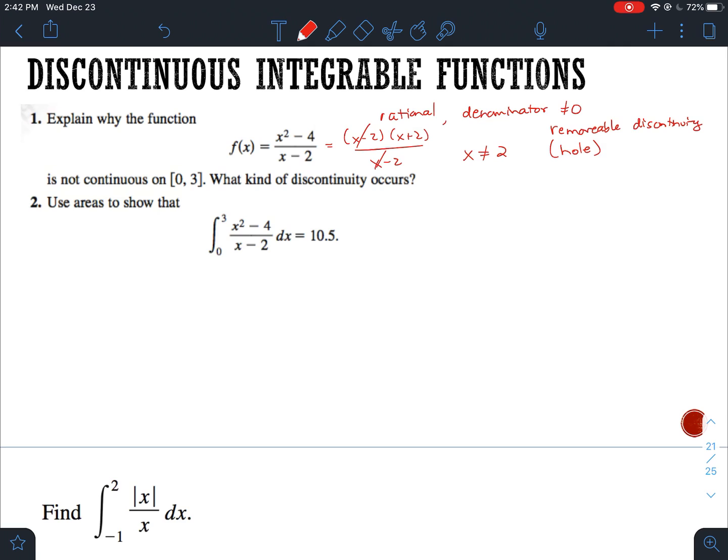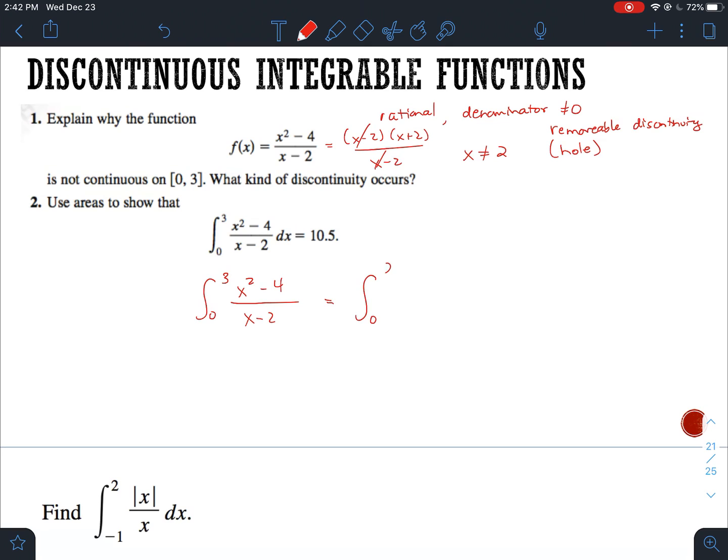So since it's a removable discontinuity, you can still find the area under the curve, because a hole is so small it basically doesn't exist. It's infinitesimally small. So you're still going to be able to find the area under the curve at that point, or between 0 and 3.